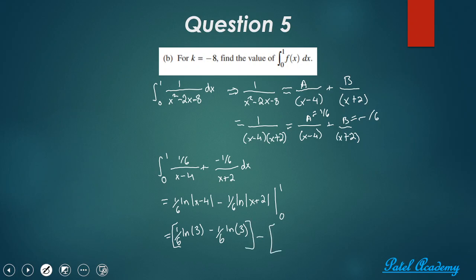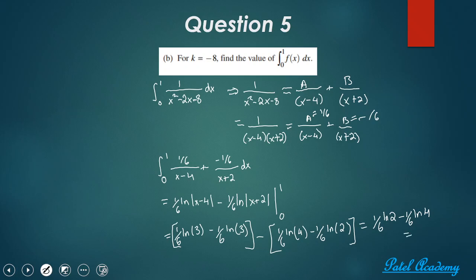And minus what happens when I plug in 0. Well, I get 1/6 ln of 4, because 0 minus 4 is negative 4. Absolute value of that becomes positive 4. Then minus 1/6 ln of 2. And so what does my final answer become? Well, these first two terms will cancel out. I have negative this expression, so my final answer becomes 1/6 ln 2 minus 1/6 ln 4.